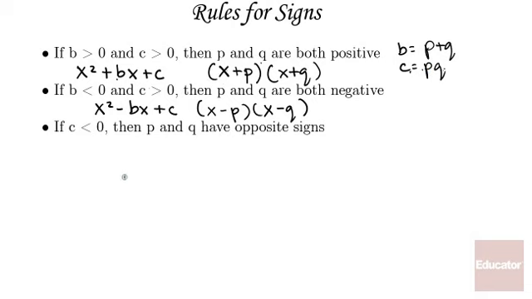Finally, I could have a situation where c is negative. Either it could be this, or it could be this.